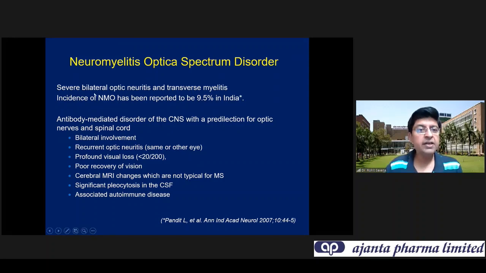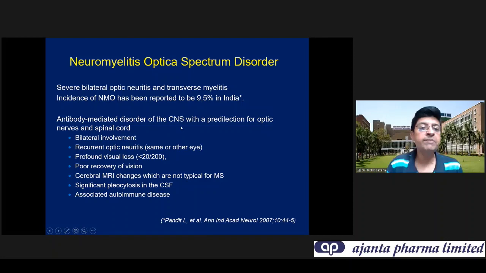They may present with severe bilateral optic neuritis, and transverse myelitis, which may not be simultaneous, and may occur up to a year or more after the initial presentation of optic neuritis. In many studies, there have been variable reports of NMO, but the most authentic or the most well-reported was by Pandit et al., which has reported about 9.5 to 10% NMO among all neurological lesions suspected to be MS. And the key understanding we have gained over time is the presence of an antibody-mediated disorder of the CNS.